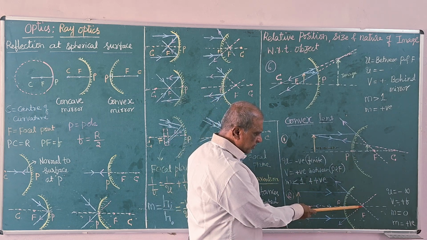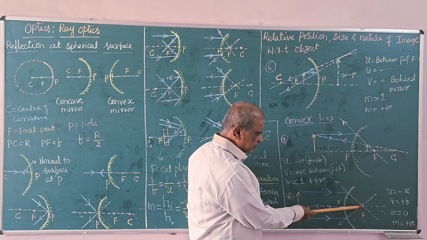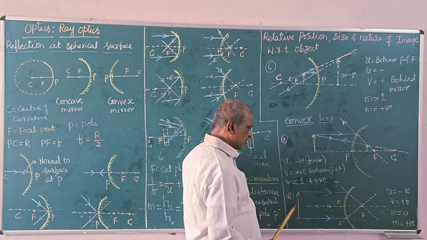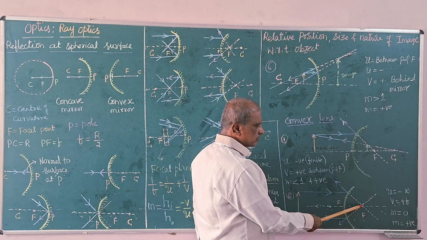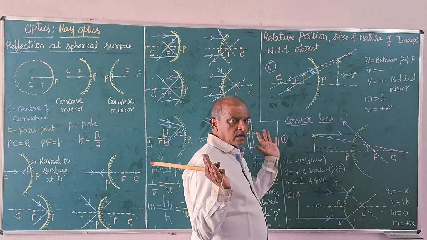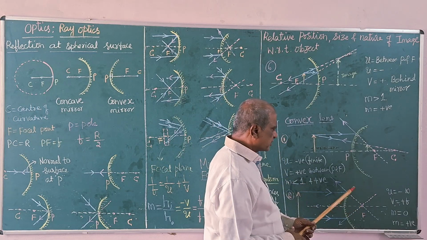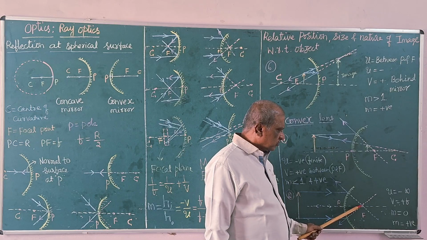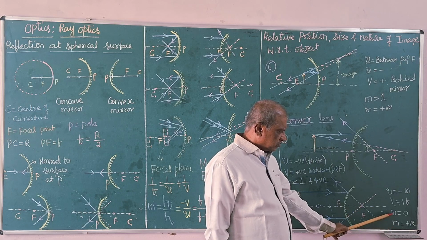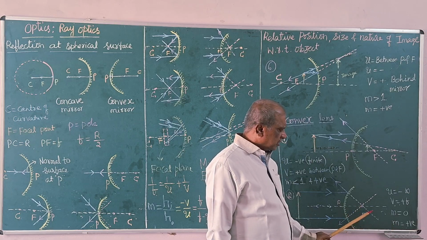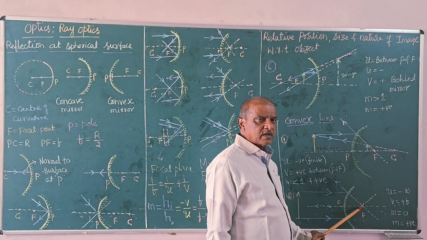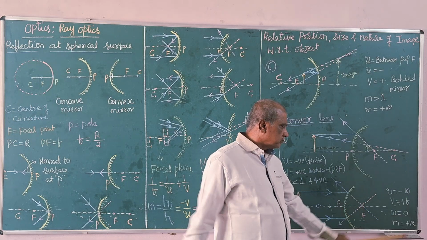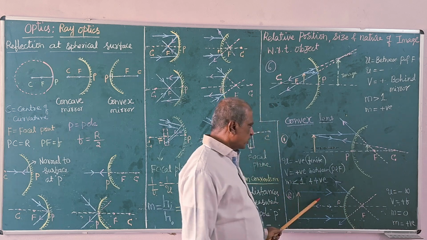So image formation is only at F when the object is at infinite distance and point size. All the light rays diverge as if from a point. This is of course positive, meaning it is virtual and erect, but point size, diminished, completely zero diminution. This is one case.